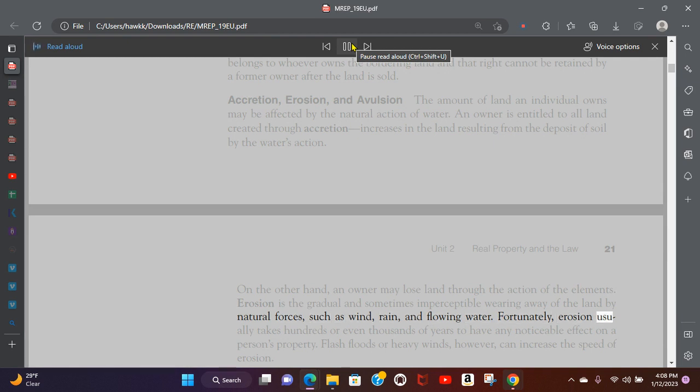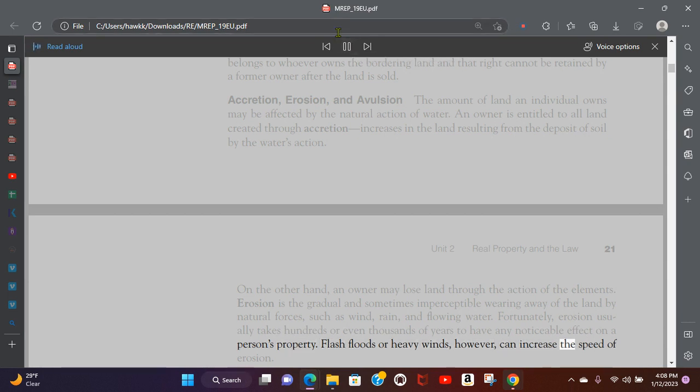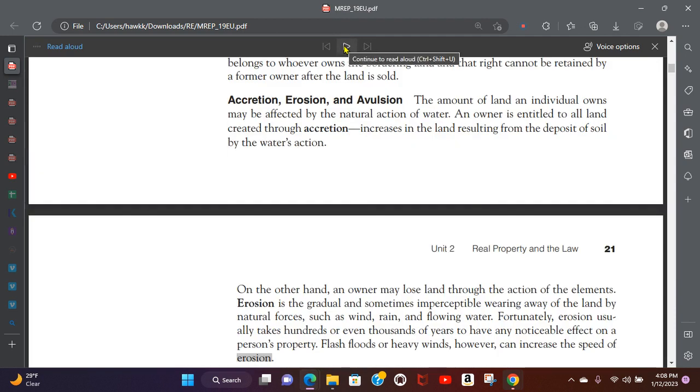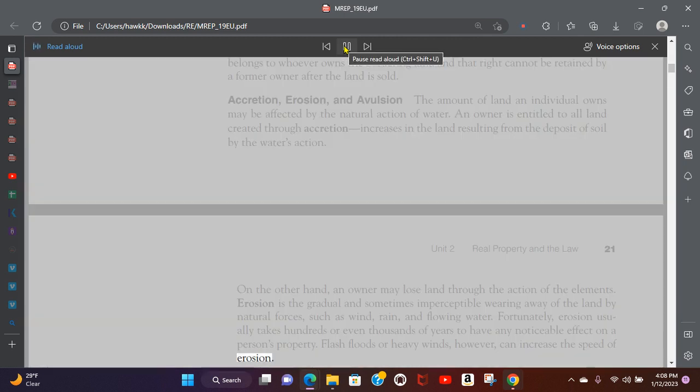Fortunately, erosion usually takes hundreds or even thousands of years to have any noticeable effect on a person's property. Flash floods or heavy winds, however, can increase the speed of erosion. Hurricanes, tornadoes. Erosion is the gradual and sometimes imperceptible wearing away of the land by natural forces, such as wind, rain, and flowing water.